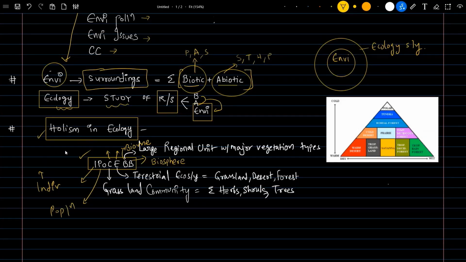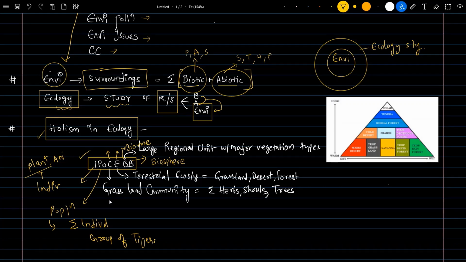Individual means any simple species. Let's say a simple plant, a simple animal. So these are all the examples of individuals. So what does population mean? Population is nothing but summation of many individuals, like a group of plants. If there's a group of animals, let's say a group of tigers, this is called the population.